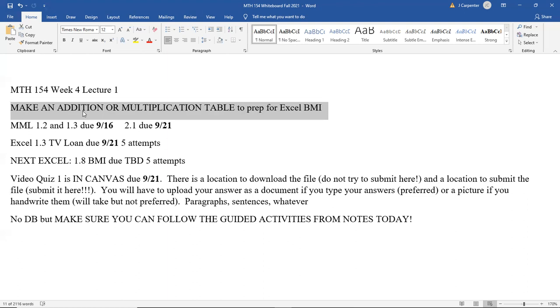Excel 1.3 TV loan, we already assigned that last time. That's due on the 21st as well. Remember, you get 5 attempts on these Excel assignments. I don't have a date for the 1.8 BMI yet because I'm not assigning it yet. I'm just warning you it's going to be the next one if anyone wants to get ahead.